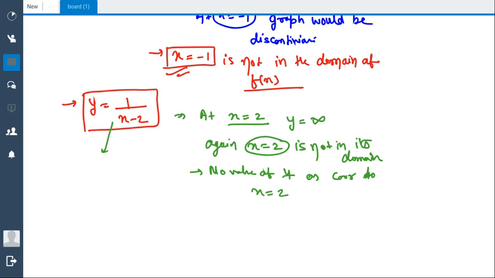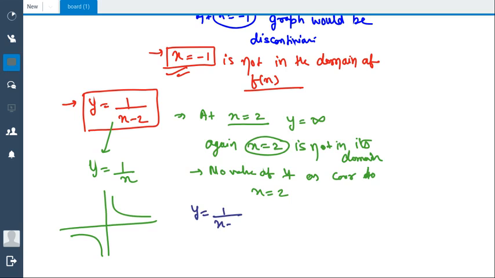So its graph is similar to 1 upon x. The 1 upon x graph looks like this. So the graph of y is 1 upon x minus 2 would look like this. At x is equal to 2 the graph would be discontinuous.